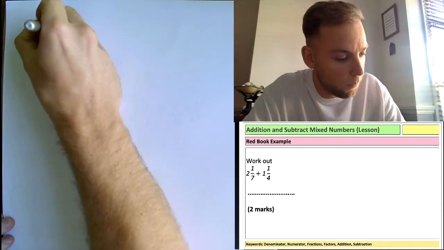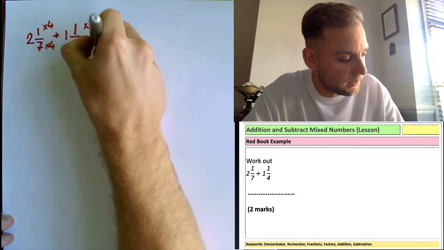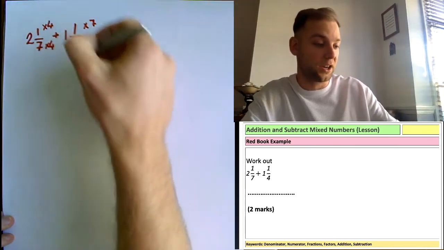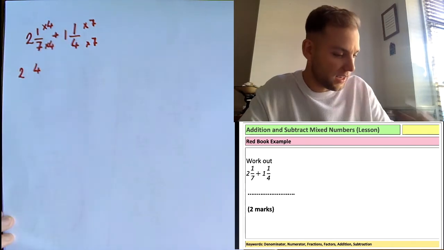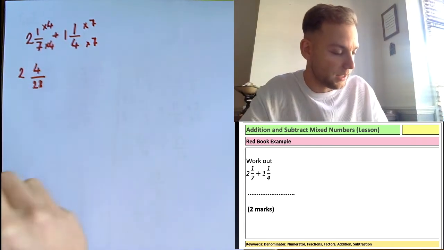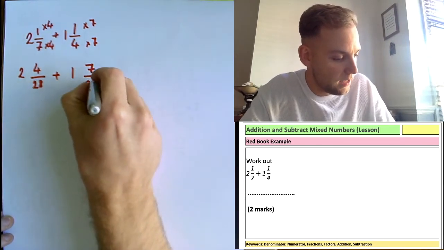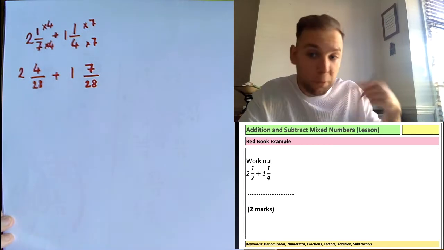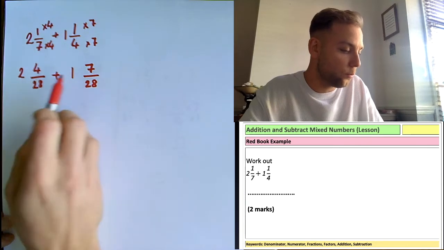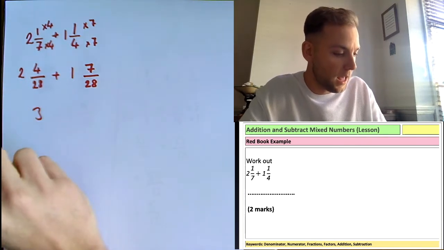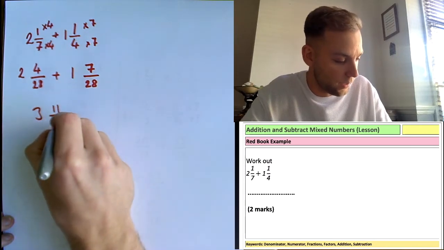So I'm going to times this one by 4, times by 4, times by 7, times by 7. Remember, we're only timesing the fraction here. So it's going to be 2, 1 times 4 is 4, 7 times 4 is 28, that's what we just worked out, plus 1 and 7 over 28. So now we can add these fractions together. So we add the whole numbers first. 2 plus 1 is 3. And 4 plus 7 is 11 over 28.